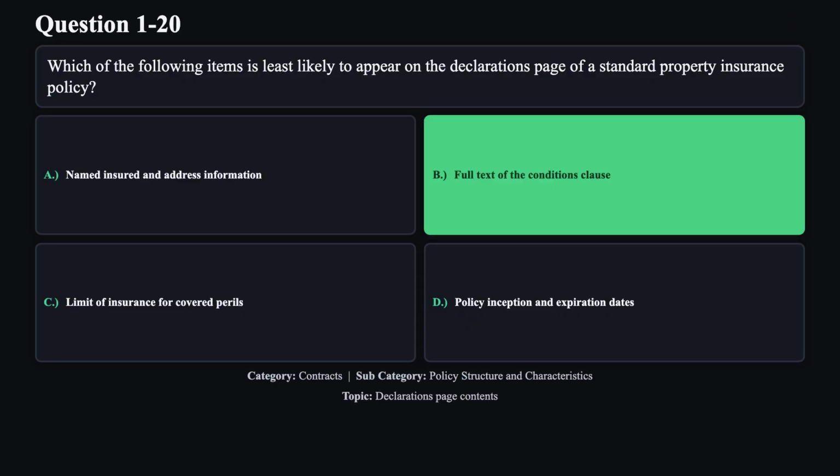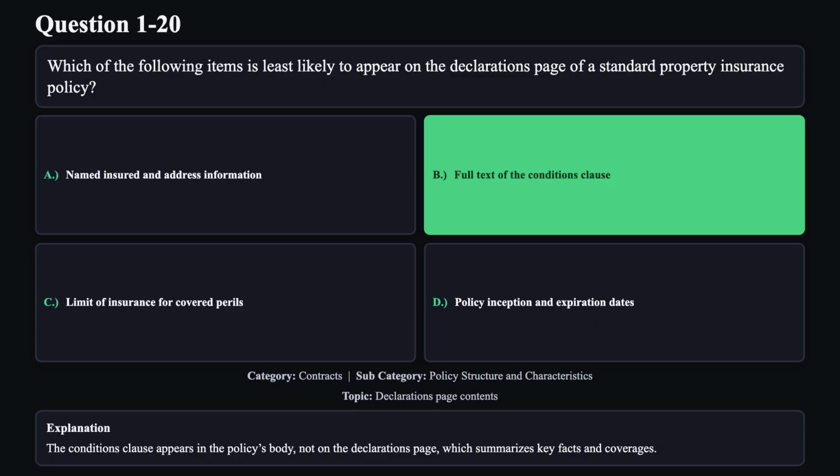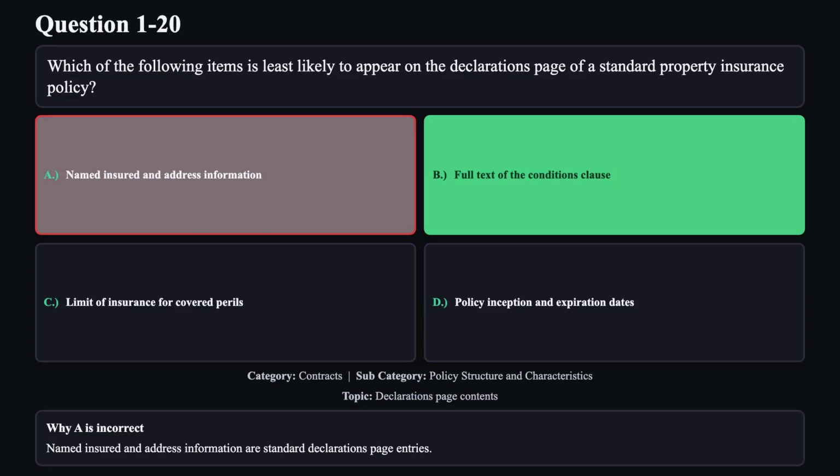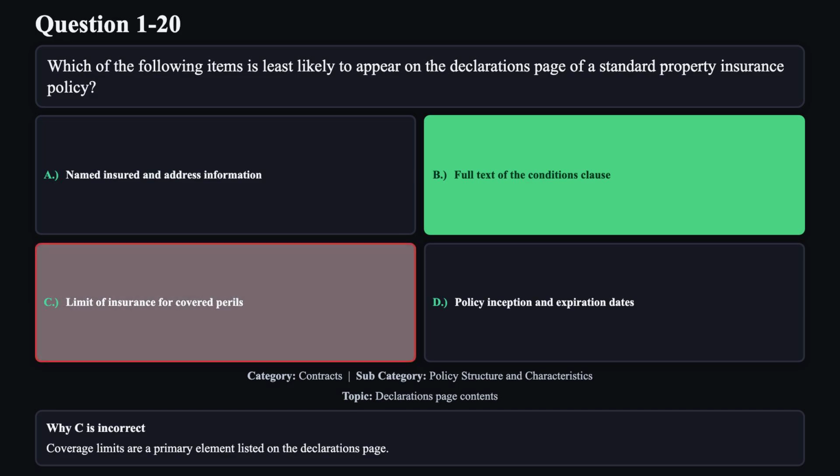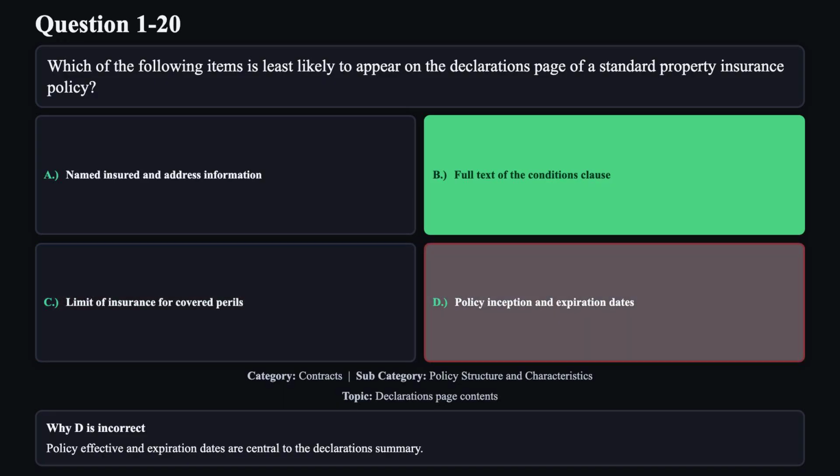The correct answer is B. The conditions clause appears in the policy's body, not on the declarations page, which summarizes key facts and coverages. Reason A is not correct. Named insured and address information are standard declarations page entries. Reason C is not correct. Coverage limits are a primary element listed on the declarations page. Reason D is not correct. Policy effective and expiration dates are central to the declaration summary.